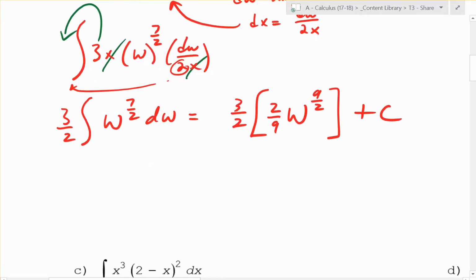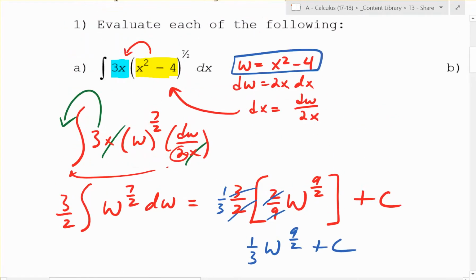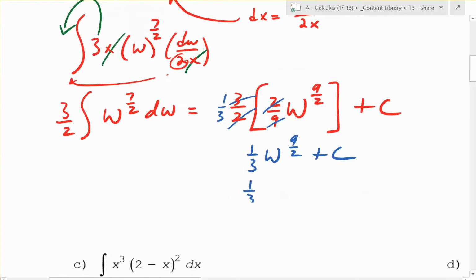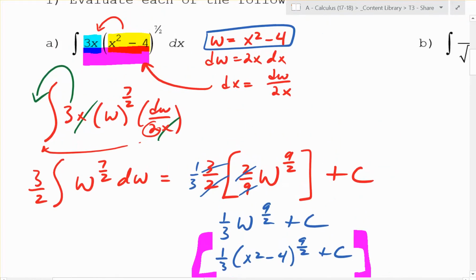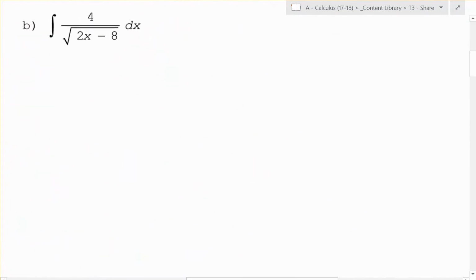So you can simplify this a little bit. These cancel, and that turns into 1 over 3. So you end up with 1/3 w to the 9 halves plus c. But what does w equal? x squared minus 4. So it's 1/3 times x squared minus 4 to the 9 halves plus c. And the way you would test whether this is the proper answer is you take the derivative and see if it comes out to this. It should. It will.